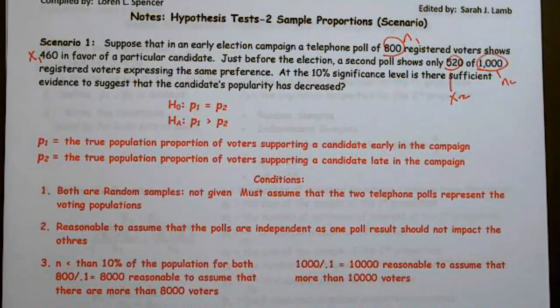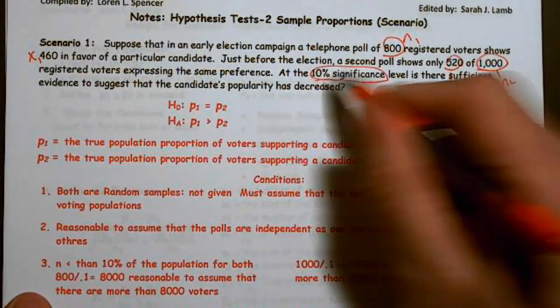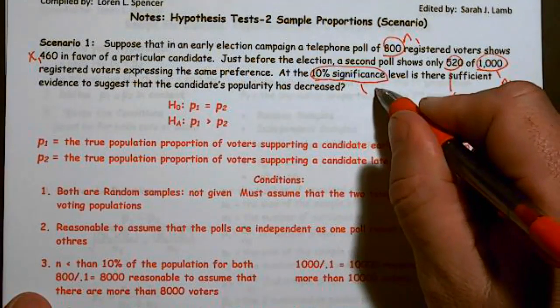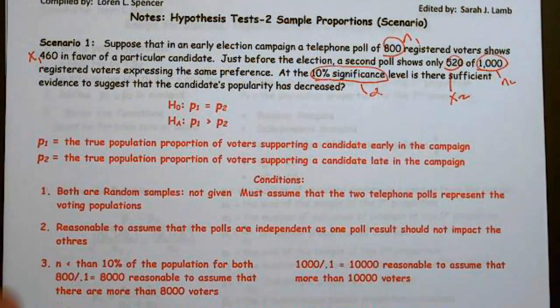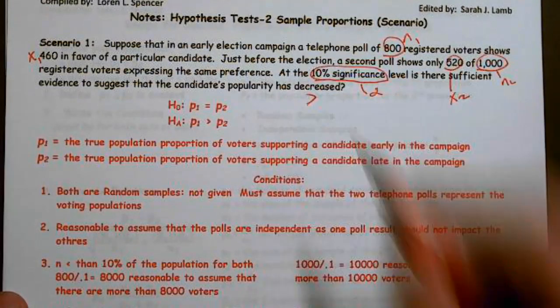So we have a sample size, a second sample size, and we have a second number of successes. All right. At the 10% significance level, so this tells me I'm running a hypothesis test as opposed to confidence interval, because this is my alpha. Is there sufficient evidence to suggest the candidate's popularity has decreased? Well, this tells me my inequality.